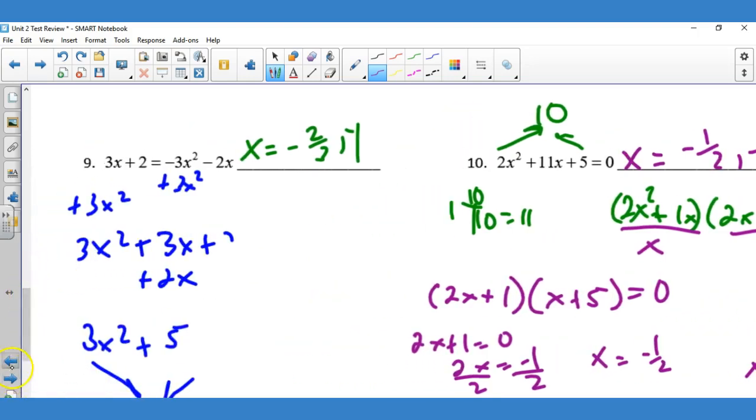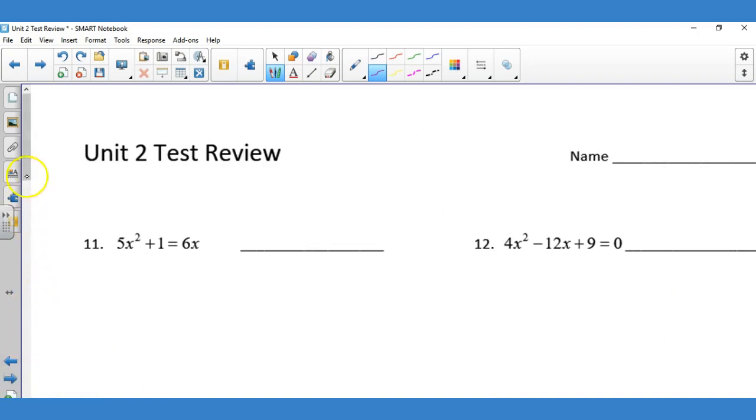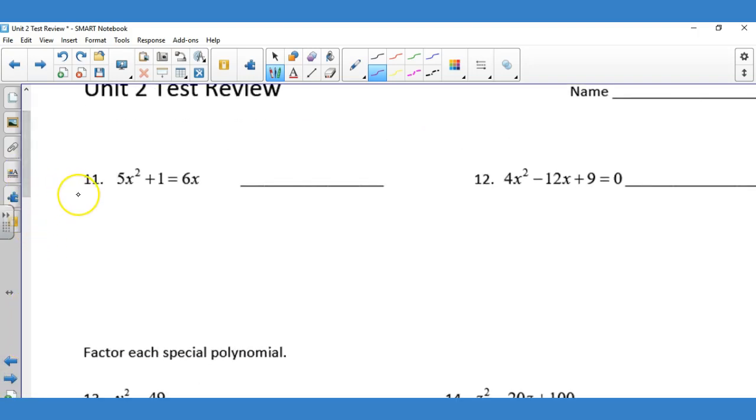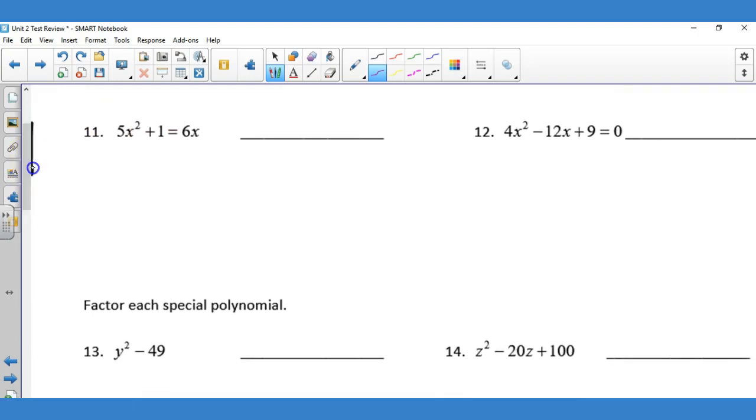Now let's have a look at number 11. Number 11, again, let's isolate everything to one side. So I'm going to subtract 6x on both sides. So I have 5x squared minus 6x plus 1 equals 0.